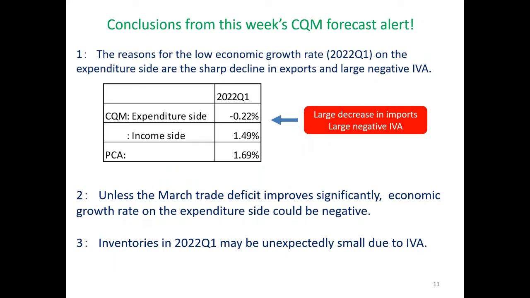Conclusions from this week's CQM forecast alert. First, the reasons for the low economic growth rate on the expenditure side are the sharp decline in exports and large negative IVA. Second, unless the March trade deficit improved significantly, economic growth rate on the expenditure side could be negative. Third, inventories in 2020 Q1 may be unexpectedly small due to IVA.